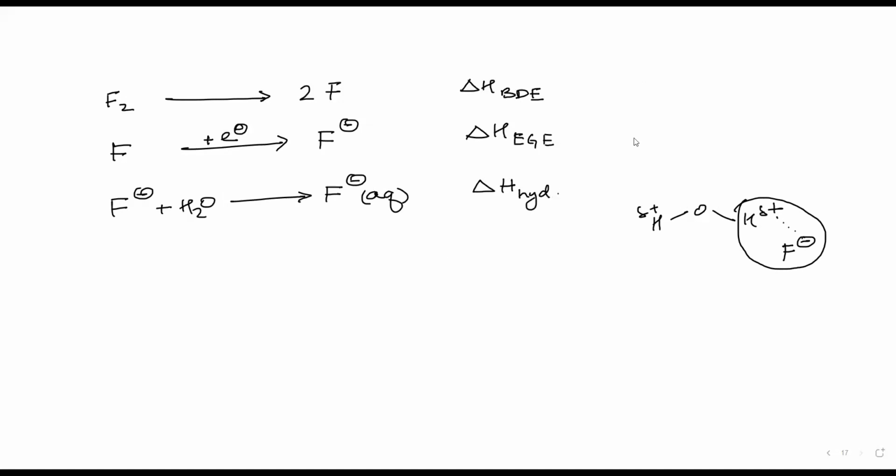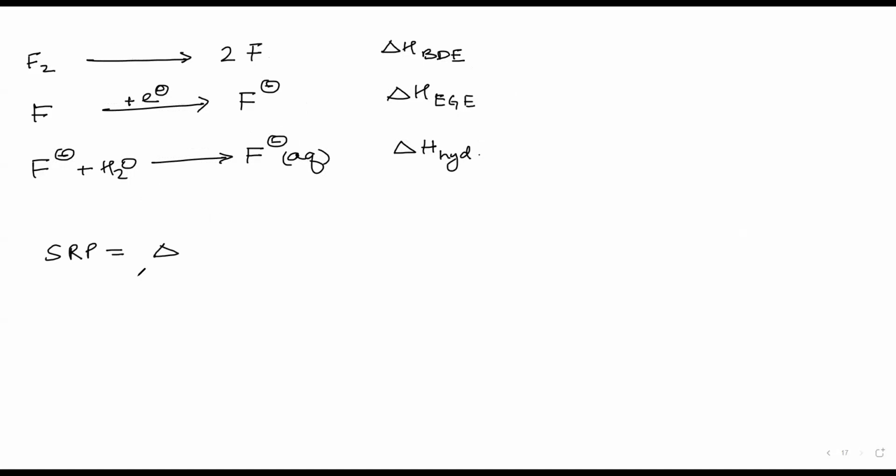If you remember a bit of thermodynamics, do you remember in thermodynamics we used to do this kind of calculation and we used to write it like this? You don't remember. The standard reduction potential is equal to the sum of all of these things: delta H of bond dissociation energy plus delta H of electron gain enthalpy plus delta H of hydration energy. Okay, standard reduction potential. Now let us compare fluorine and chlorine.